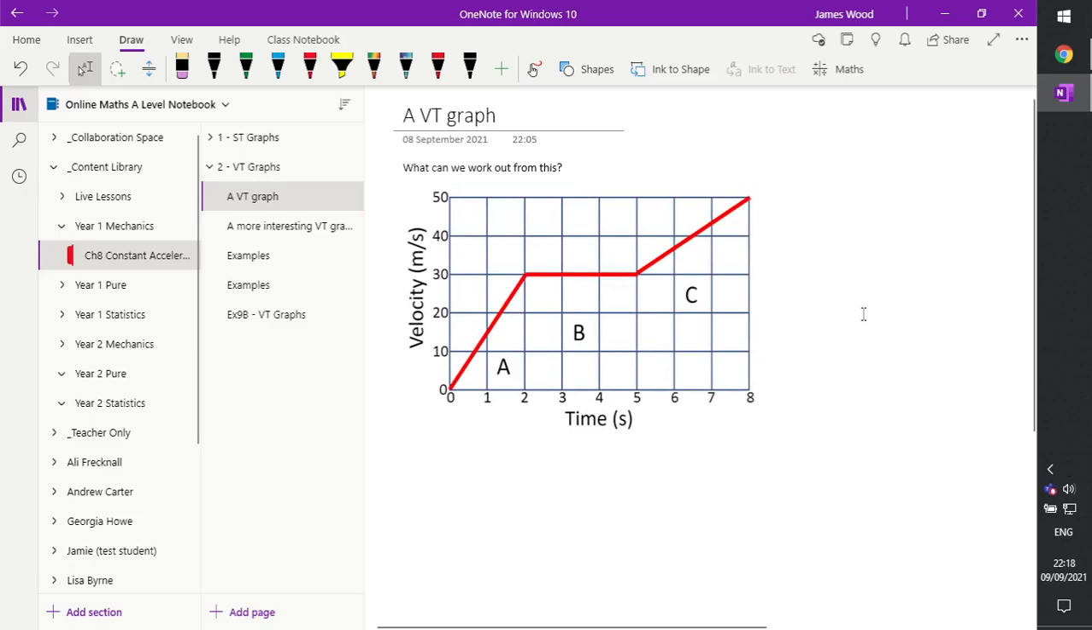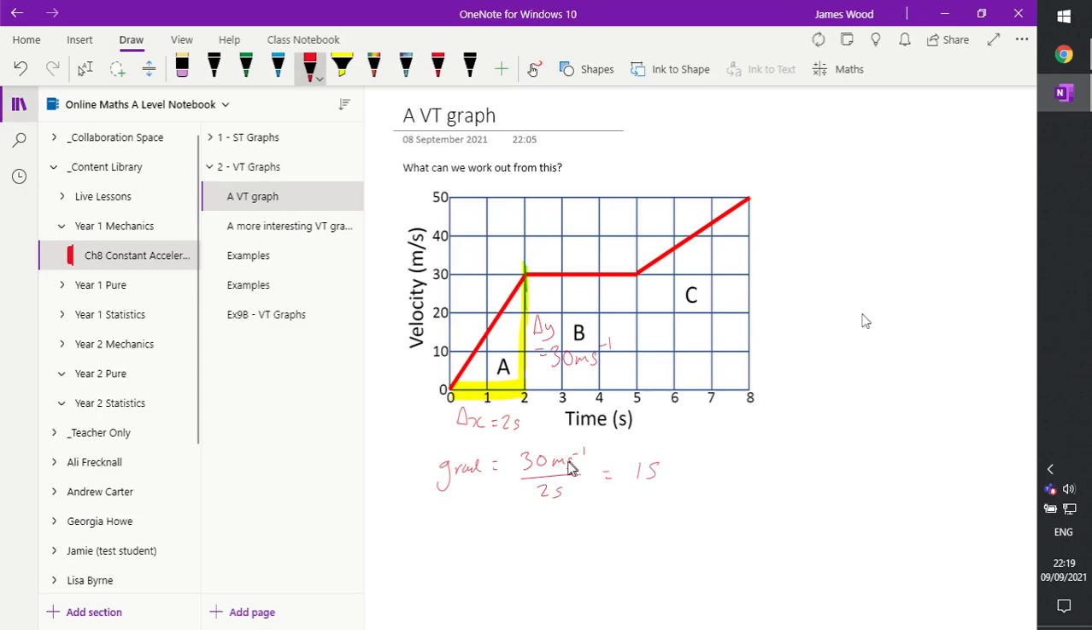Now, on the displacement time graph we had before, we said the gradient was the velocity. So let's start off by looking at the gradient of the velocity time graph. Maybe let's look at this first section, section A, and find the gradient of it. So let's just draw on change in y and the change in x. So the change in y here is 30 meters per second. And the change in x is 2 seconds. So my gradient of my velocity time graph is 30 meters per second divided by 2 seconds. So that's going to be 15.